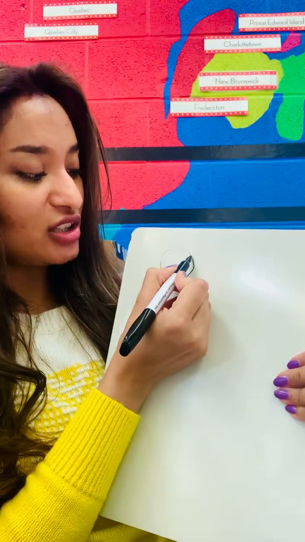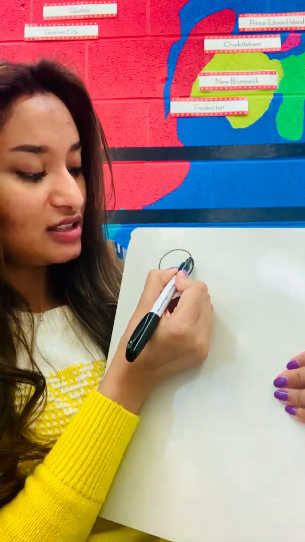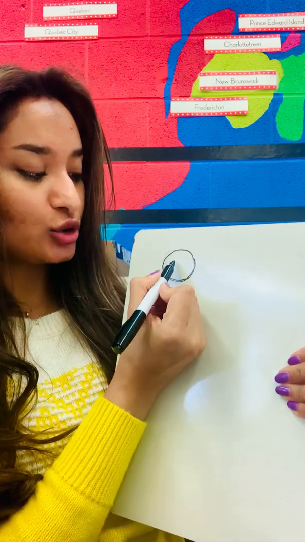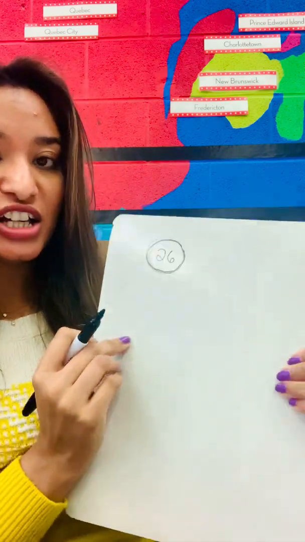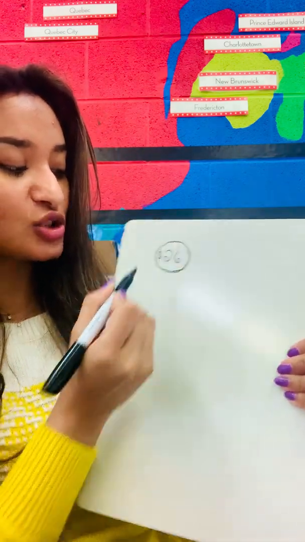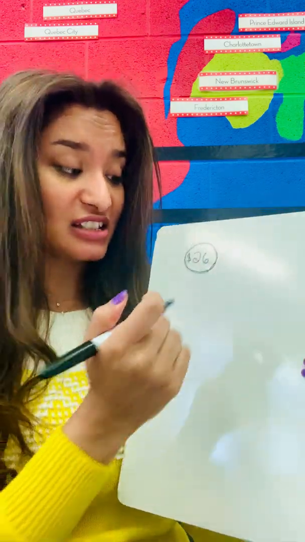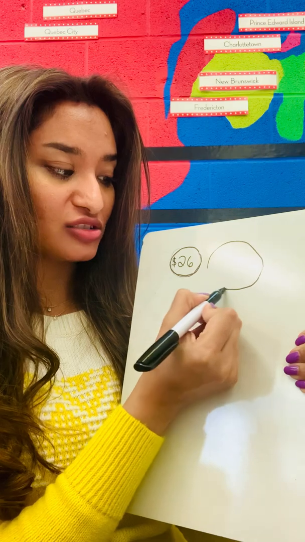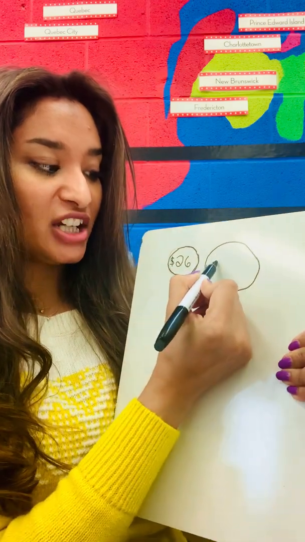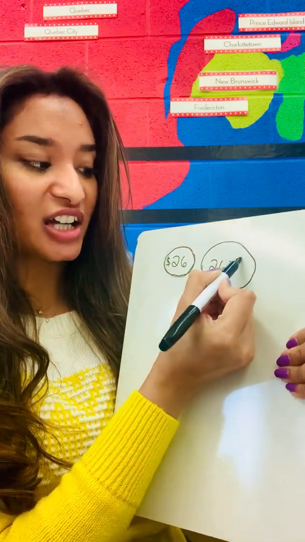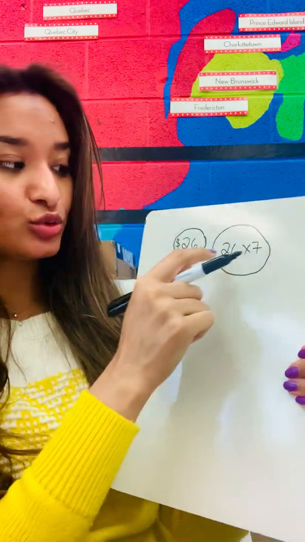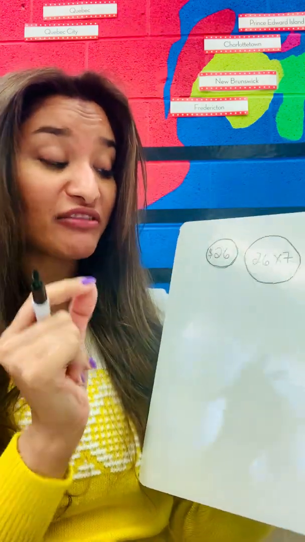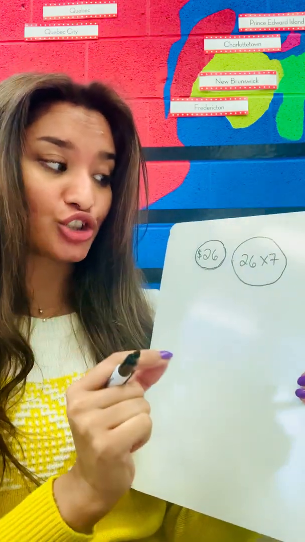Okay, here we go. So we know that a t-shirt costs $26, right? A jacket costs 7 times as much as a t-shirt. So a jacket costs 26 times 7, right? So it costs 7 times as much as a t-shirt.